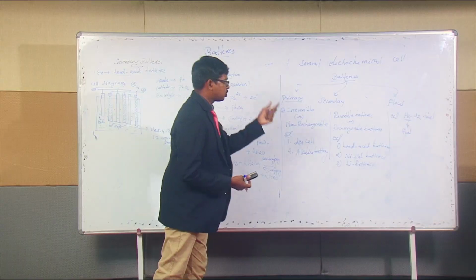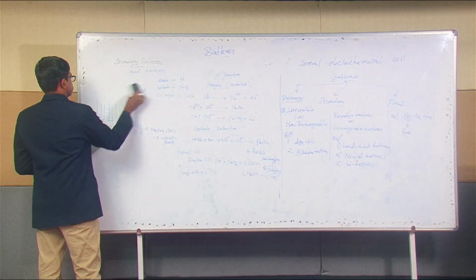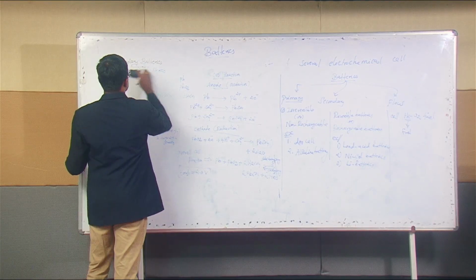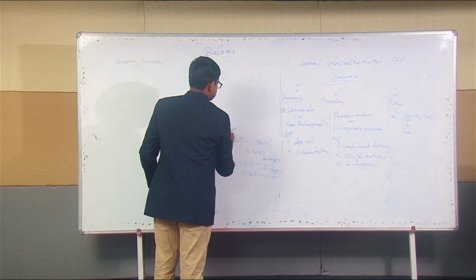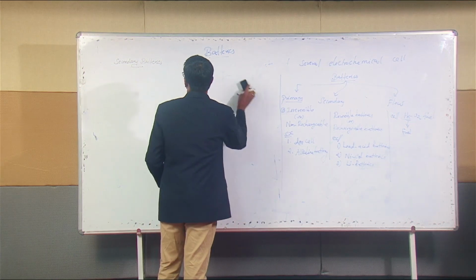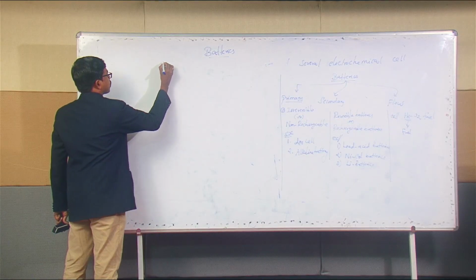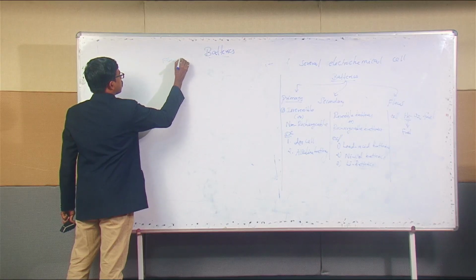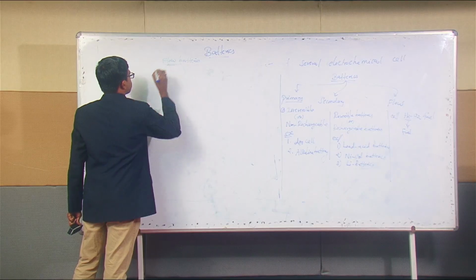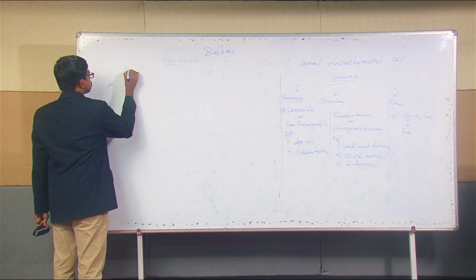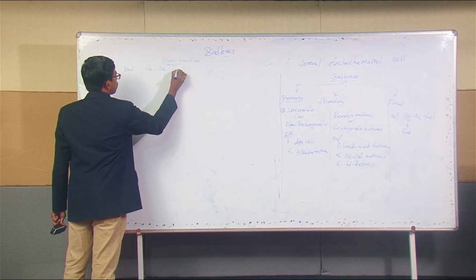So next we move on to the next type of battery, flow batteries. Example, H2O2 fuel cell.